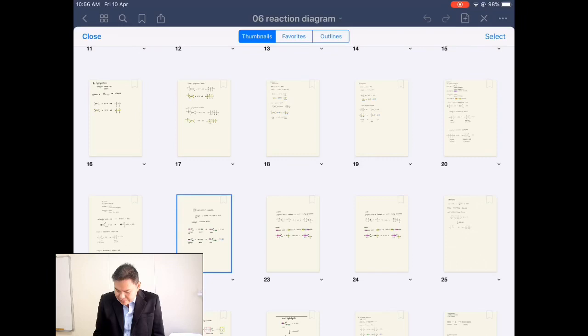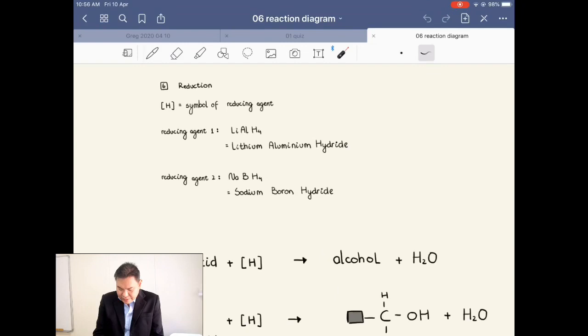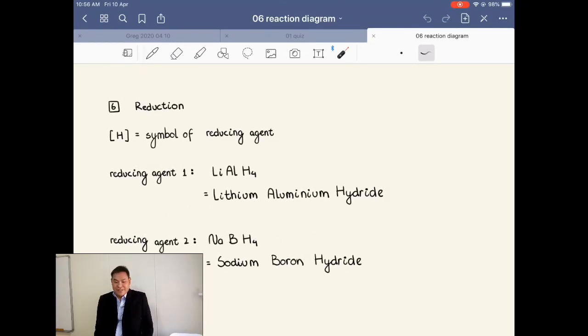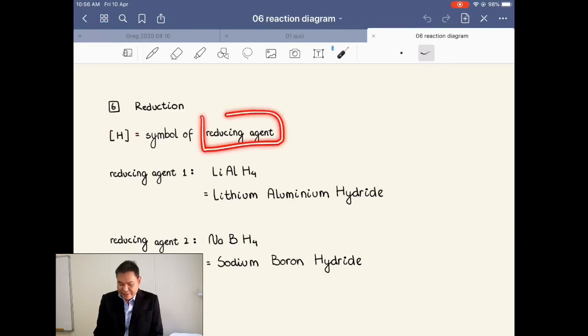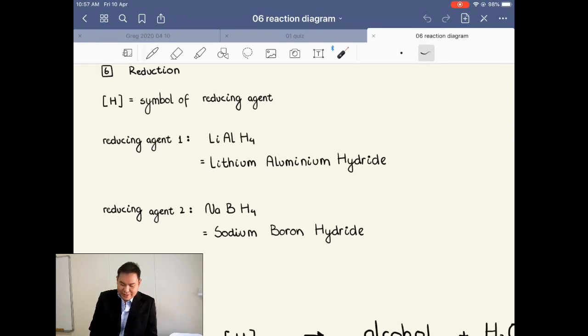Number 6 is called reduction. Reduction, which is the opposite of oxidation. And to do that, you need a reducing agent, and the symbol of reducing agent is H with square bracket inside. There's the symbol of reducing agent. Again, there are a lot of reducing agents for organic chemistry reaction, but we must memorize only 2.